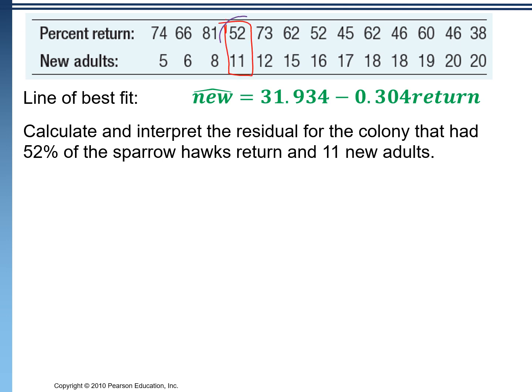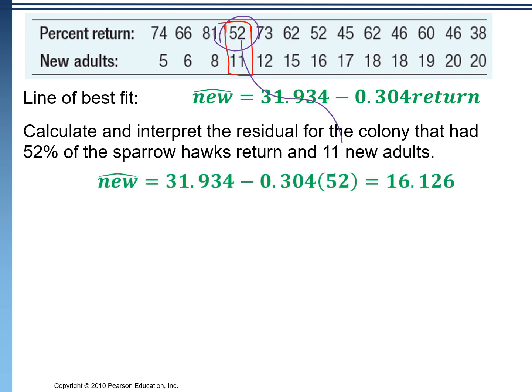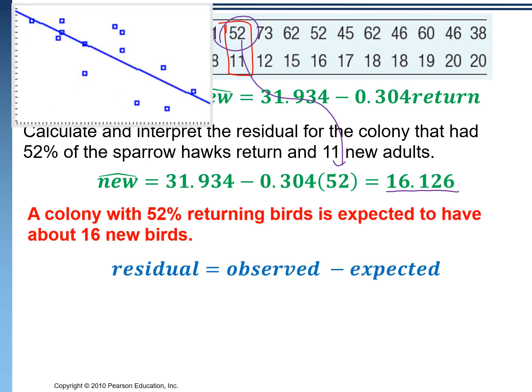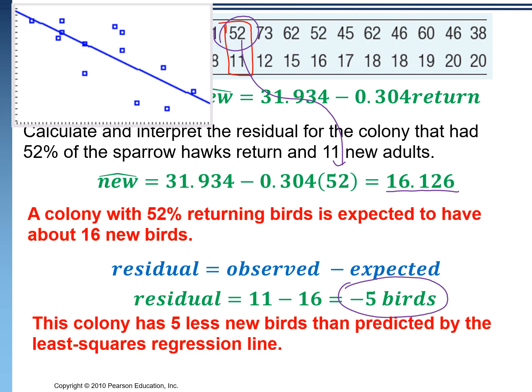And we can start off by taking that 52% and plugging it into our equation. Okay, that's going to tell us how many birds we would expect to get based on this percentage returning. We'd expect 16 new birds. Instead, we only got 11. So our residual is the observed minus expected value. Observed is the actual value, that's 11. Expected 16, subtract them, we have negative 5 birds as our residual. Interpreting it, this colony has 5 less new birds than predicted by the least squares regression line. I drew this line of best fit here just so we can take a look at where they are.